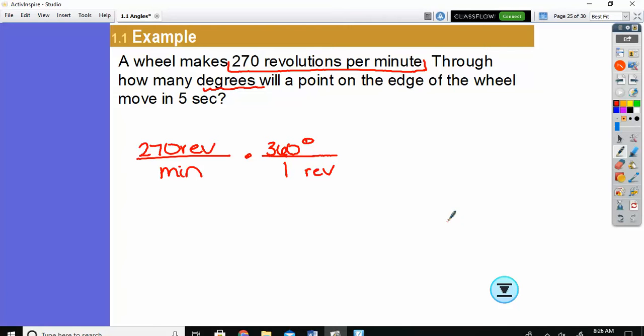Have you seen things set up like this before, like converting inches into miles and things like that? Maybe, maybe not. Yeah. Okay. So what happens right here? These revolutions cancel out and they're gone. So now my units are degrees per minute. Do I want minutes for my final answer? No. I need to get to seconds. So my minutes are on the bottom. To cancel them, they need to go to the top.